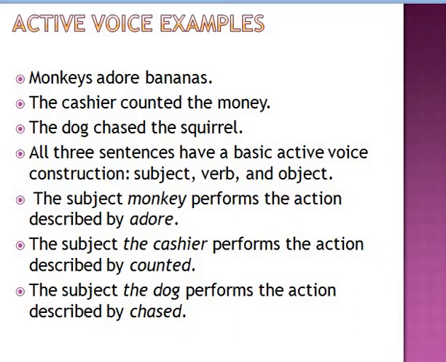Children, in all these three sentences, the sentence construction is subject, verb, and object. The subject, monkeys, performs the action described by adore. In the second sentence, the cashier performs the action described by counted. And in the third sentence, the dog performs the action described by chased.